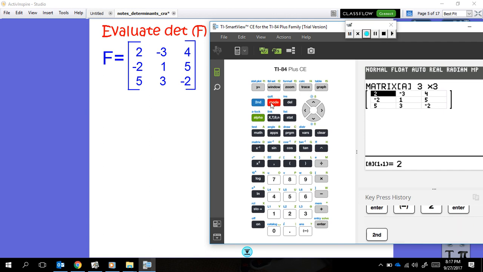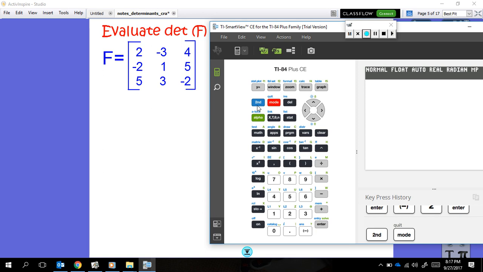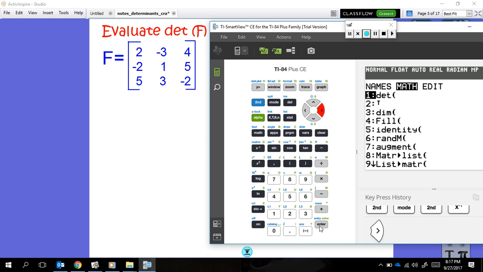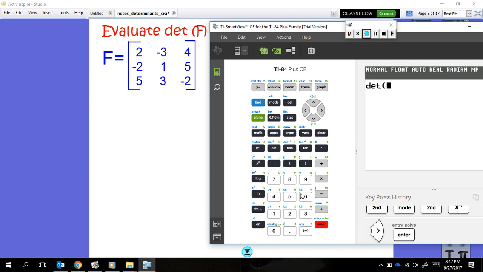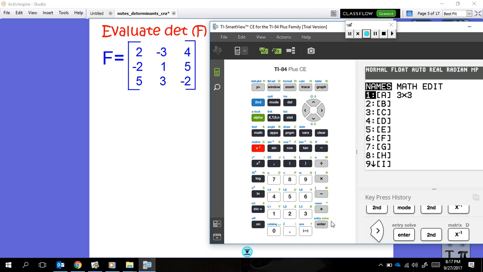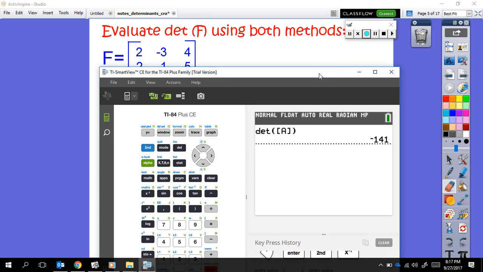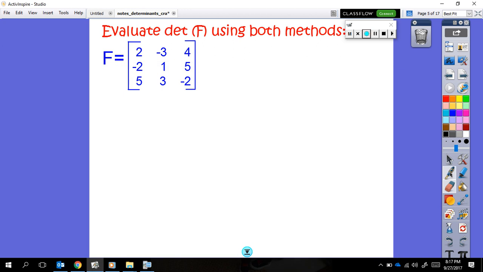So second quit. And then the button for finding the determinant you might have already seen. So second matrix, and we're going to go over to math, and it's this first one, the DET, the notation we learned at the beginning. So you're going to pull to that notation and then hit second matrix again, pull matrix A, close your parentheses, and hit enter. And our determinant is -141.